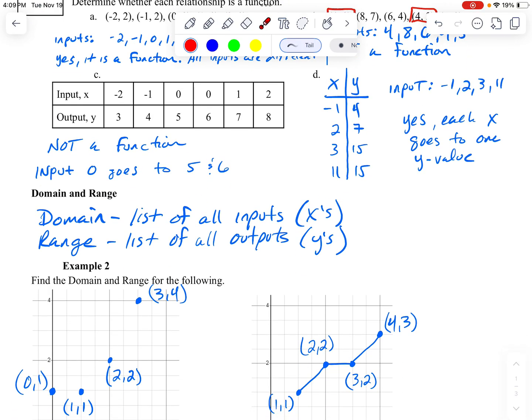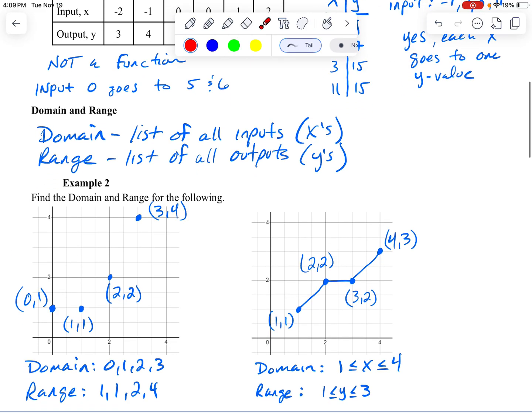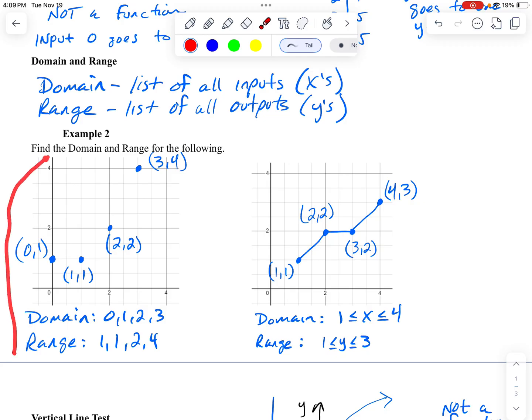We're also going to start thinking about domain and range here. The domain is the list of all input values, or in this case, x values. And the range is a list of all output values, y values. So if I look at this diagram here, the domain is all the x values, 1, 2, 3, 4, and the range is a list of all y values. This would be a function. I have no repeated x values, so there's no way that an x could go to more than one y.